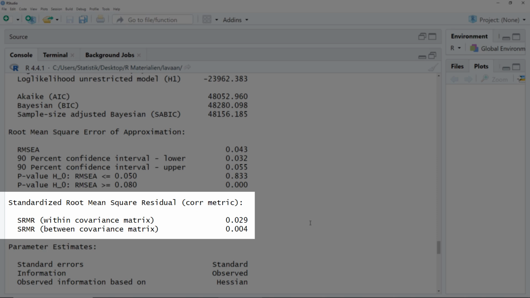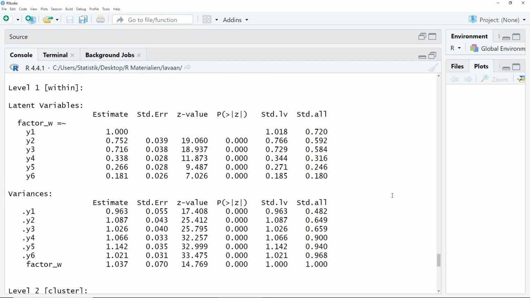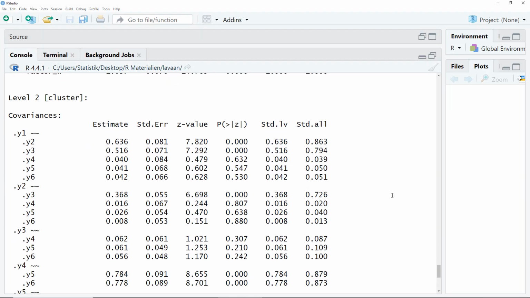We don't get an SRMR of exactly 0 for the saturated level 2 model, but it's nearly 0. And now we could report our level 1 results without really bothering with the level 2 results, because those level 2 covariances were just necessary in order to calculate the model.